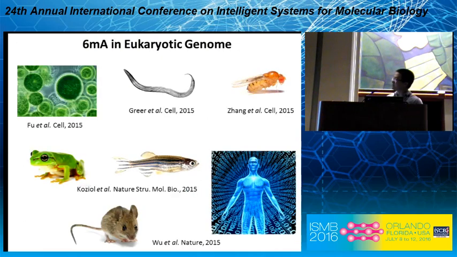And actually, beyond mammals, a recent study also shows 6-MA exists in a large number of both lower and higher eukaryotes. So basically it opens a very exciting paradigm to study the mammalian epigenome also beyond the cytosine, the 5-MC methylation.